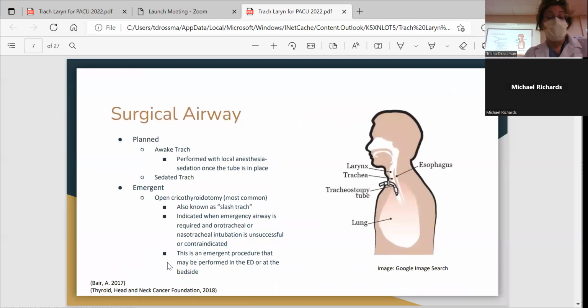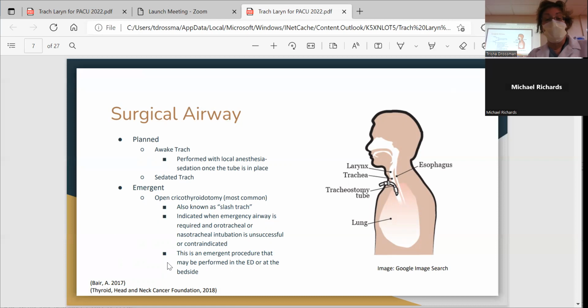So we have different types of surgical airways. We have planned ones, which are the ones that we like, right? They're consented, we get everything, we anticipate they're going to be having an airway put in. If we can, we'd like to perform the trach with them awake, using a local anesthetic, and then do sedation once the tube is in place, versus a sedated trach, which would be more like your traditional patients coming in for a major surgery. We'll take them back to the OR, and once we put them to sleep, we'll start making the incision and create the airway.